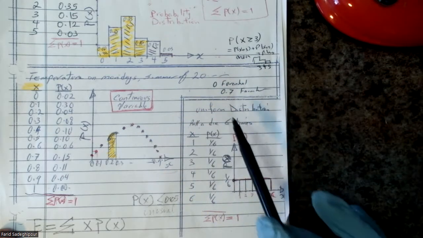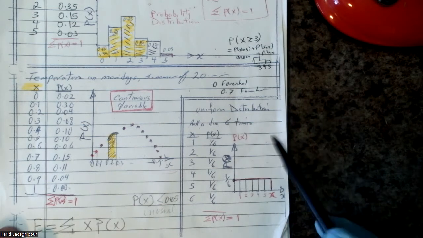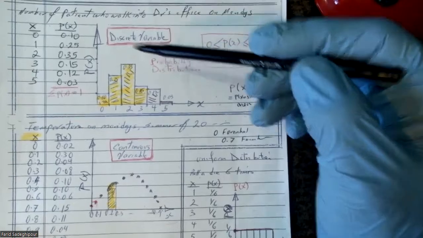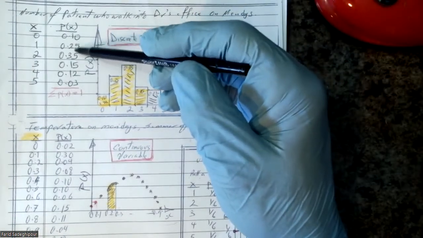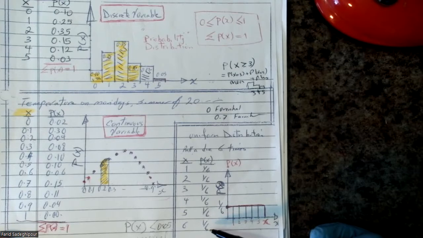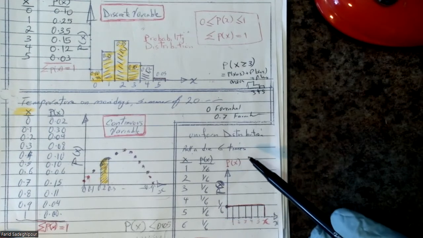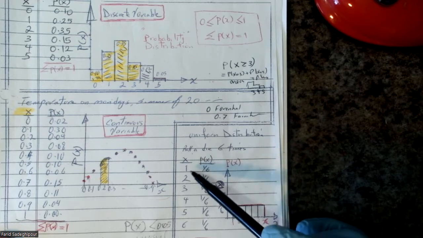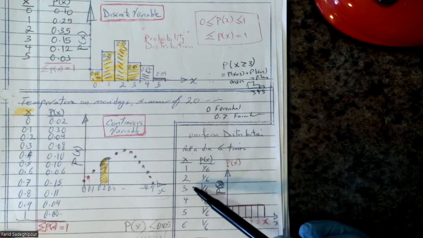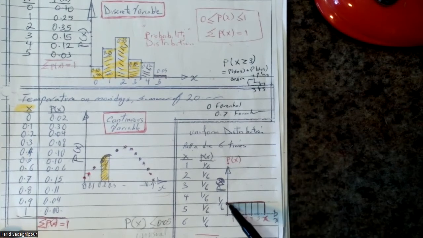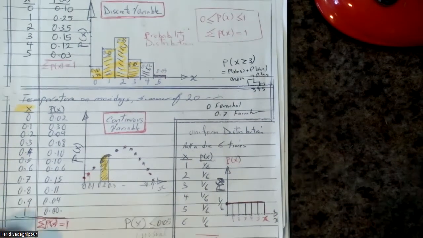We also have uniform distribution. Uniform distribution is a special case of discrete. See here, all the probabilities are different. What if all the probabilities are the same? Like when you roll a die 6 times. The first time, what's the chance of getting number 1, number 2, number 3? They all have an equal chance of occurring. So in that case, the probability remains the same. They call this a uniform distribution.